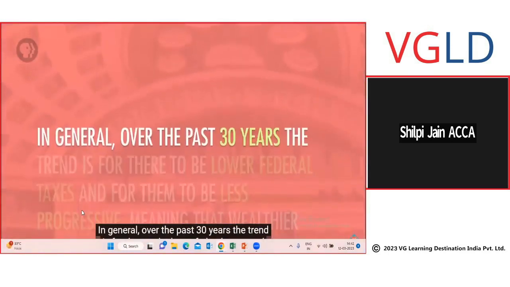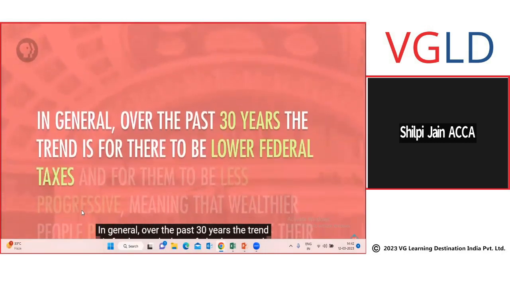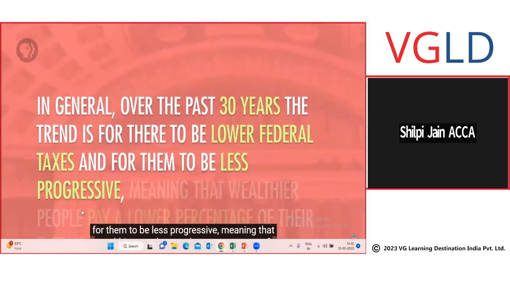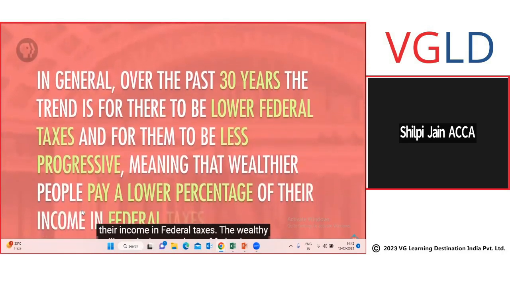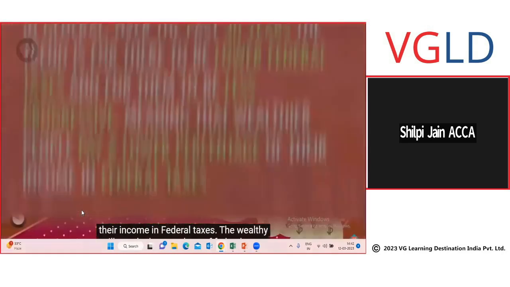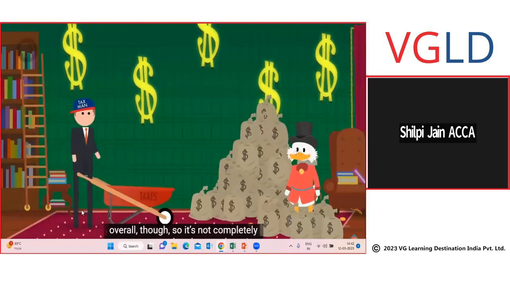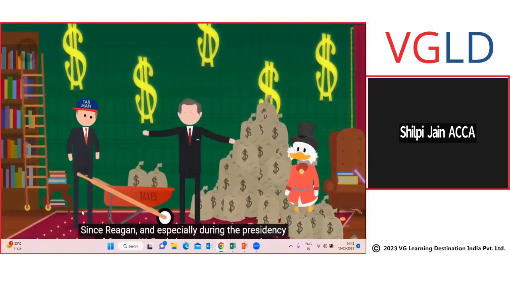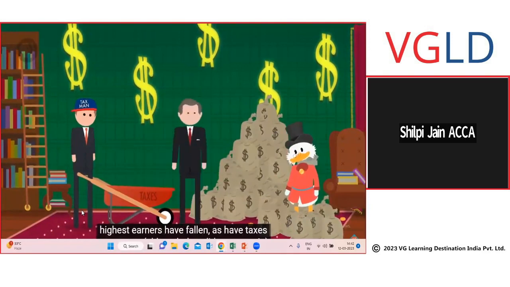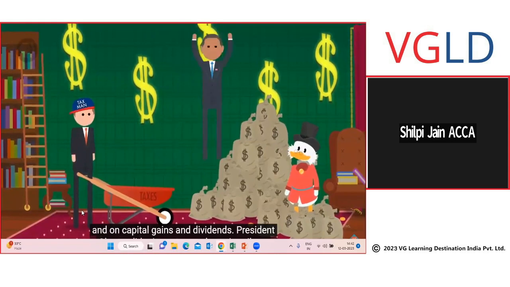In general, over the past 30 years, the trend is for there to be lower federal taxes and for them to be less progressive, meaning that wealthier people pay a lower percentage of their income in federal taxes. The wealthy still pay the largest share of federal taxes overall, though, so it's not completely accurate to say that they aren't paying. Since Reagan, and especially during the presidency of George W. Bush, income tax rates on the highest earners have fallen, as have taxes on estates, although they did go up again, and on capital gains and dividends.